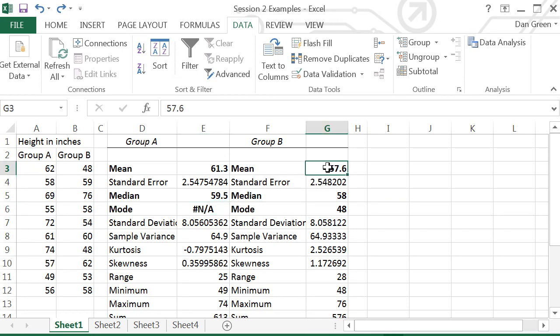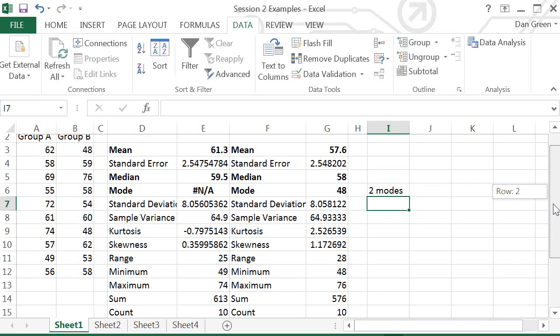Notice for group B that the mean here and the median are pretty close together. That means we have a symmetric distribution. And then the mode of 48 there, we've got two 48s here and here. We've also got two 58s. So Excel will tell you only one of the modes when there are multiple modes. So notice here that there are two modes.